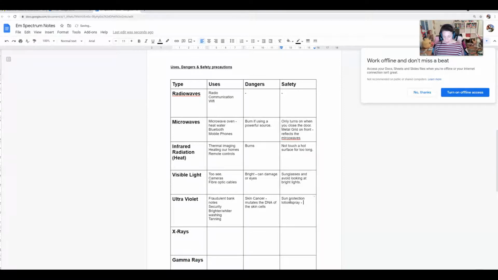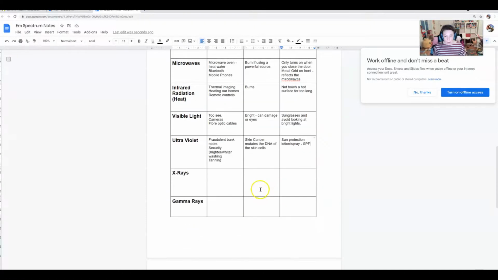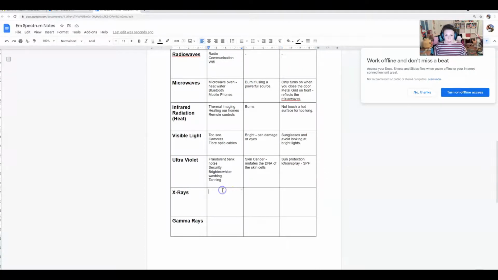So it has an SPF, sun protection factor. What that does is, instead of your skin absorbing the ultraviolet radiation, your sun lotion does instead. So even greater frequency here are X-rays.